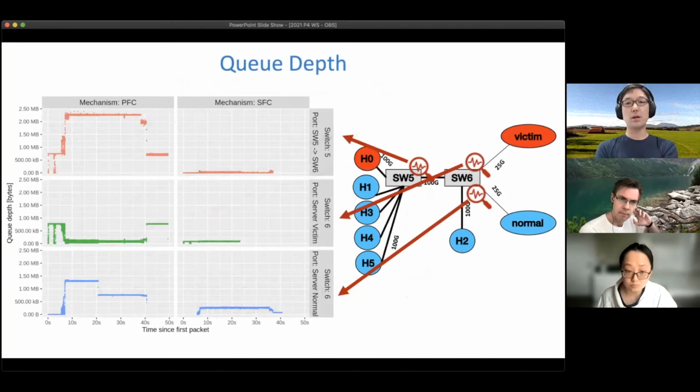And this is the actual measurement from the switches comparing the Q depths between PFC and SFC at different points of the network. At a high level, yes, the Q depths, or the buffer consumption at the switches, are maintained relatively very small, while we are providing such a faster flow completion time.